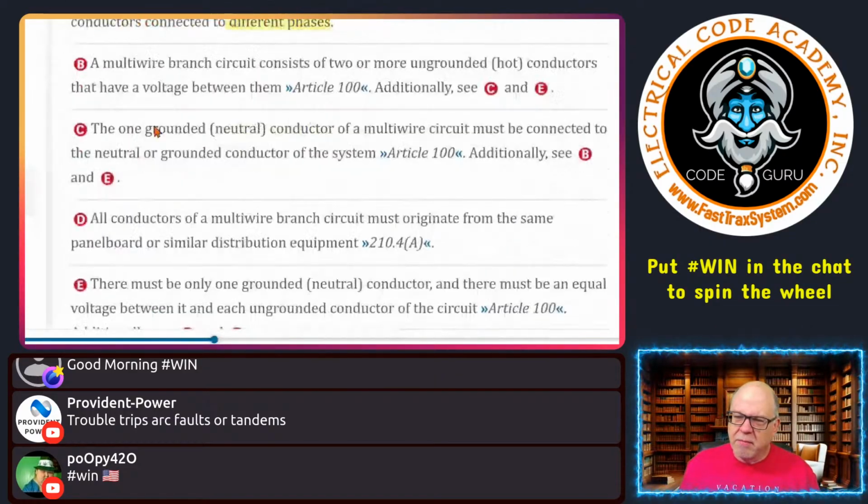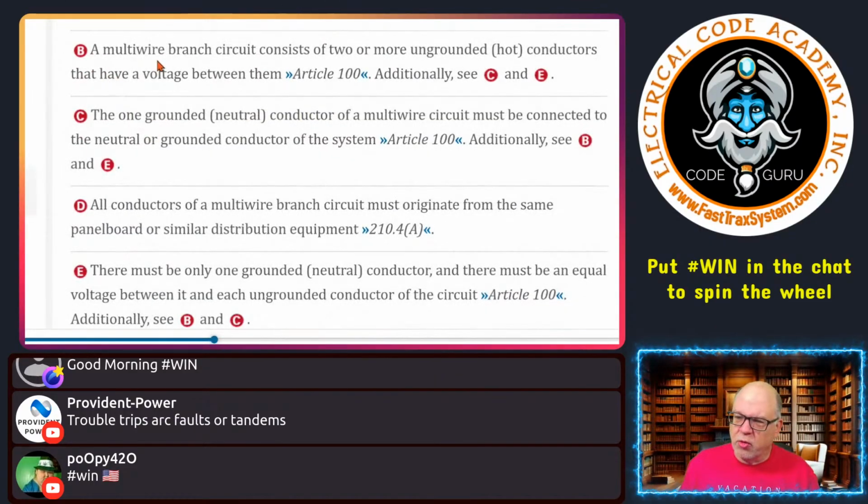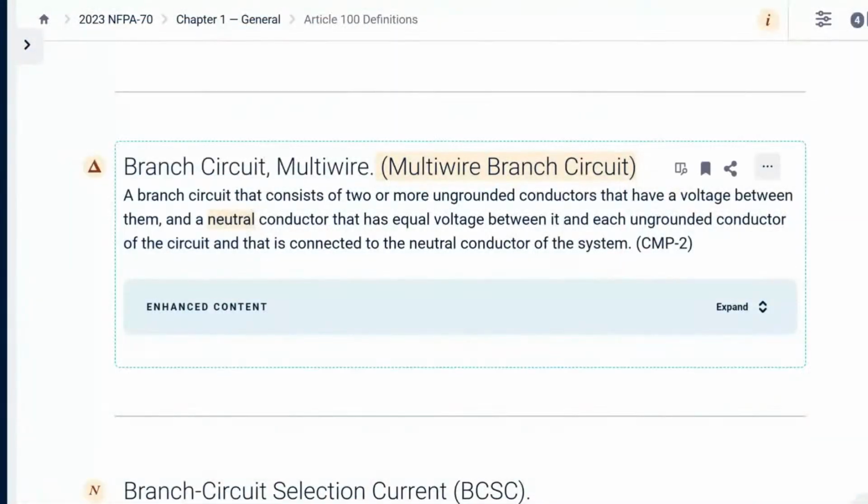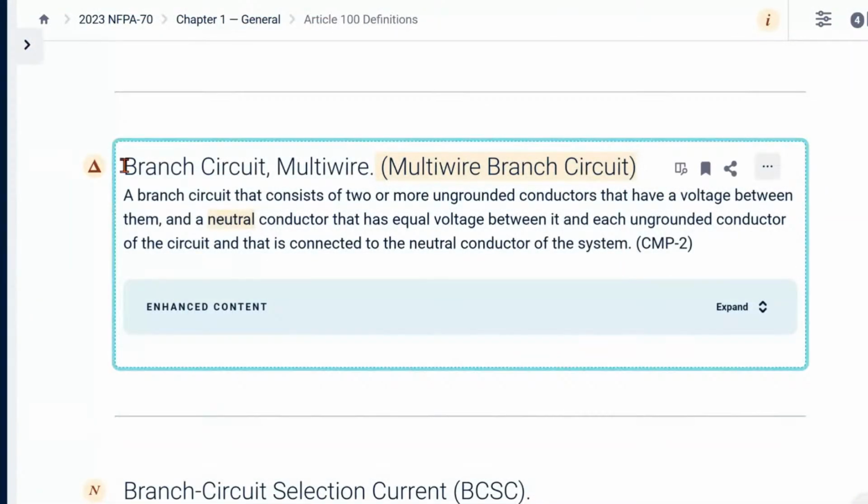Now B, multi-wire branch circuit consists of 2 or more ungrounded hot conductors, okay, the black and the red, that have a voltage between them. And that's Article 100. Remember in the Fast Tracks program, folks, anytime we see a chevron, we typically go where? We'll go to the National Electrical Code and look up something in the National Electrical Code. Of course, we're obviously going to do that. Here's the definition of a multi-wire branch circuit.